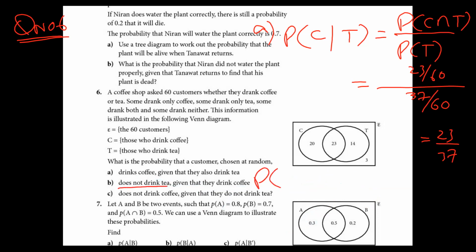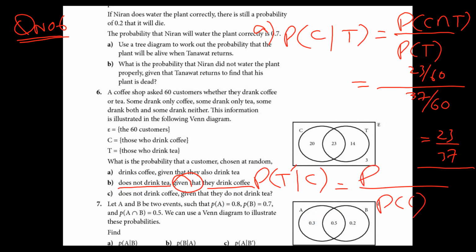Probability of does not drink tea, so T complement. Does not means complement. And given that means slash. Coffee means C. So this question is done. Now I'm going to finish my question. All of you know what to do. The probability of C comes in the denominator. And in the numerator, what comes? The common part between this and this. Common means T complement intersection C. So this is our way of writing, and I'll elaborate what he's asking for.